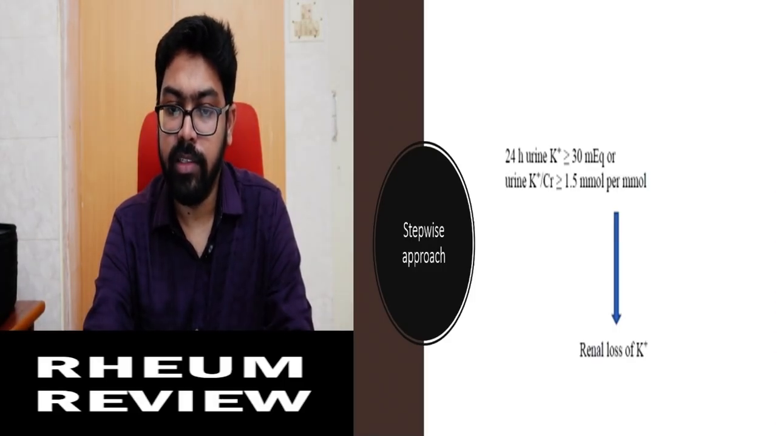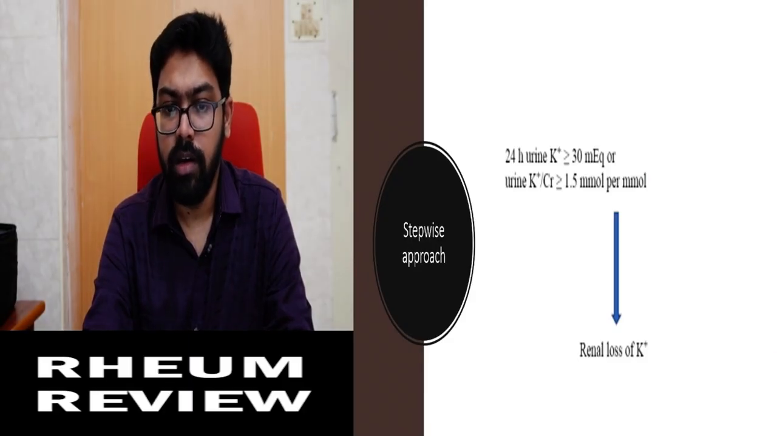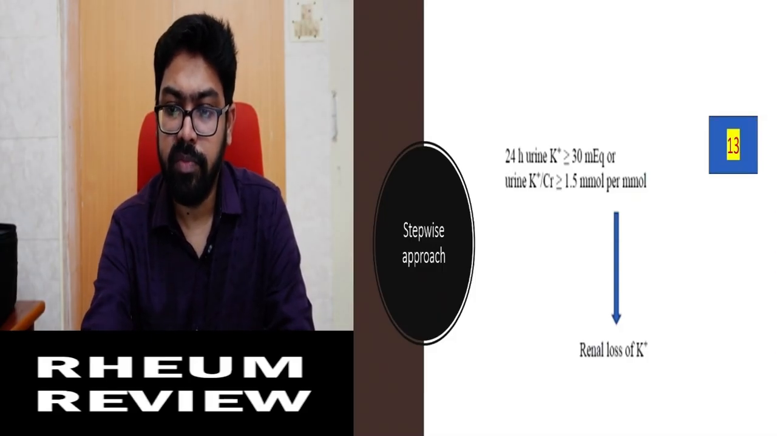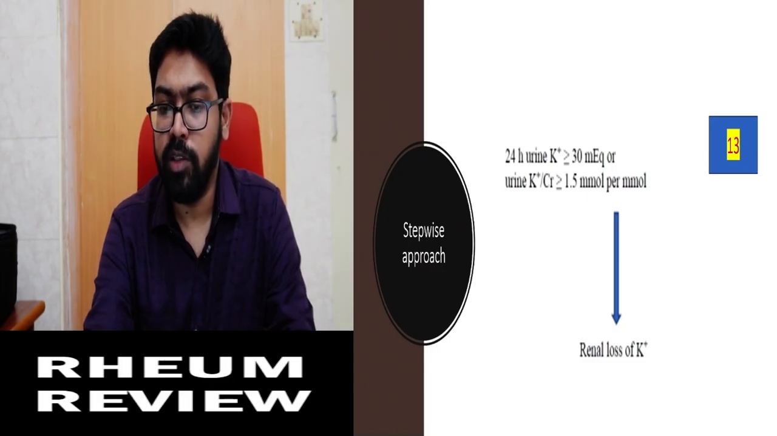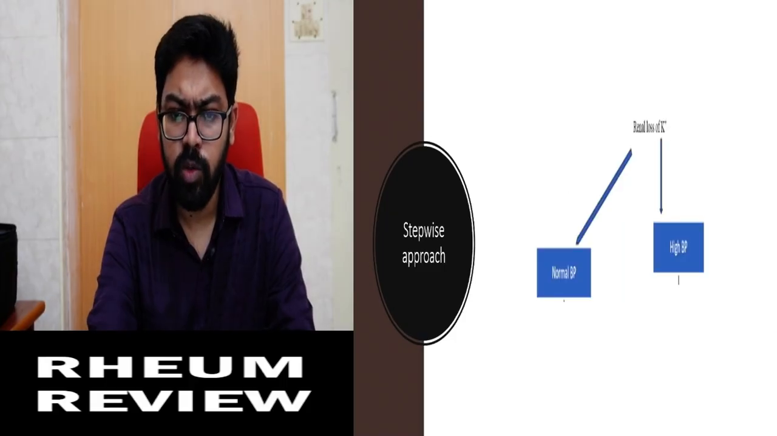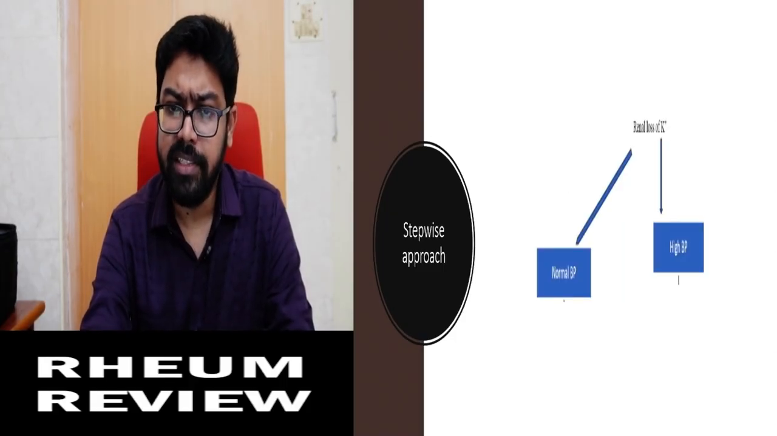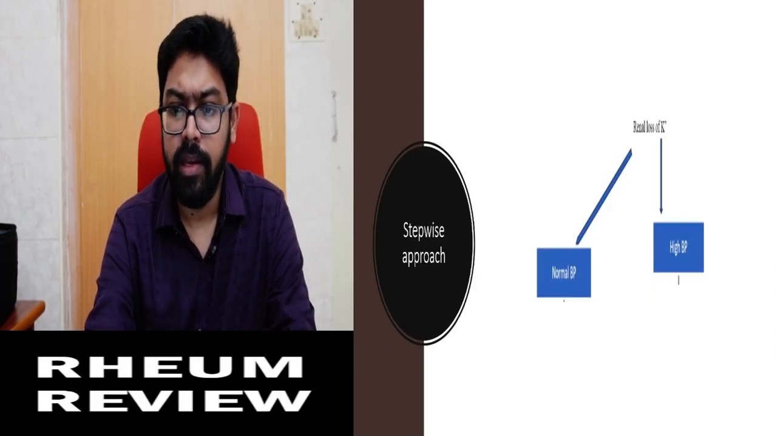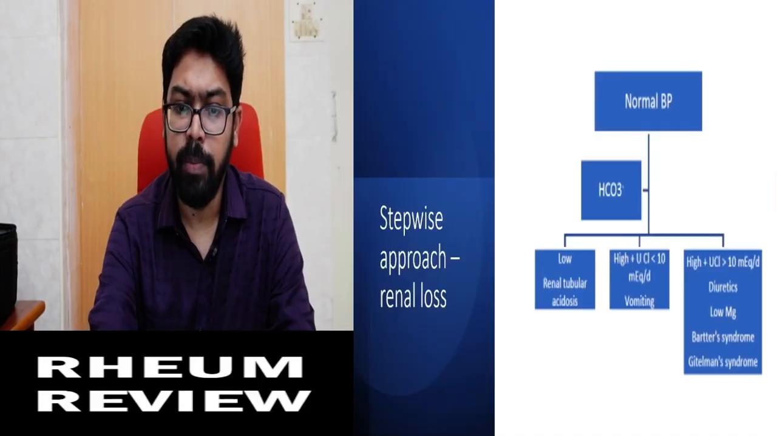This ratio applies if you are using all values in SI units. If you are using creatinine in grams, then the ratio is 13. If the urine potassium creatinine ratio is more than 13, then it is renal loss. Once you diagnose that the patient has renal loss, the next step is to check the BP, whether the patient has normal BP or high BP.